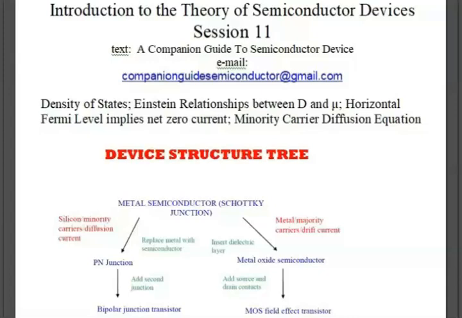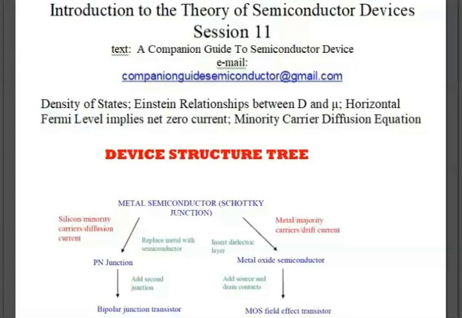First, the Einstein relationship between something called the diffusion coefficient, which we haven't defined, but we will in just a little bit, and the mobility mu will show that if indeed the Fermi level is straight and horizontal, we have material equilibrium. Material equilibrium implies there's no net current, zero current, no charge motion.